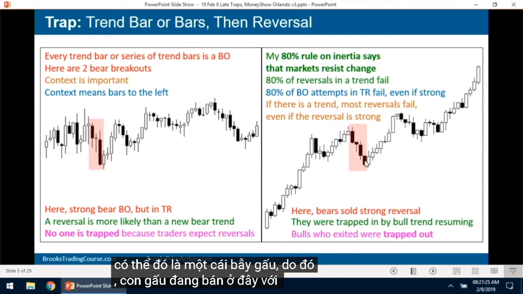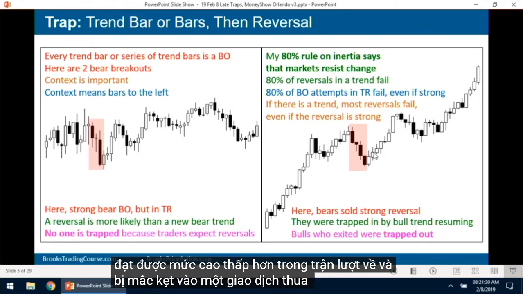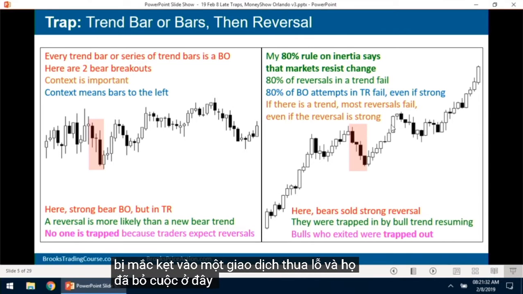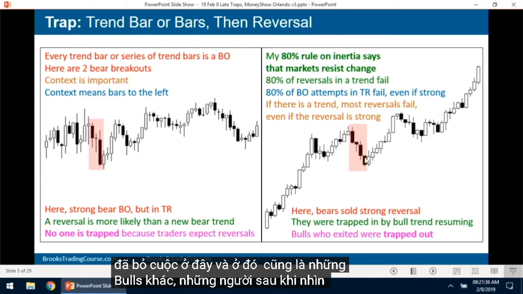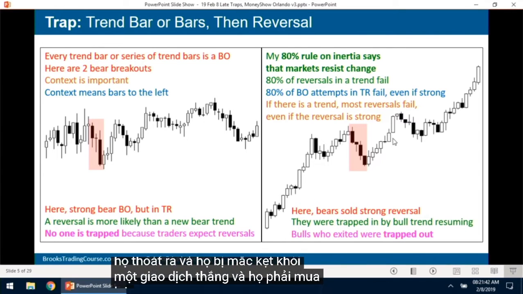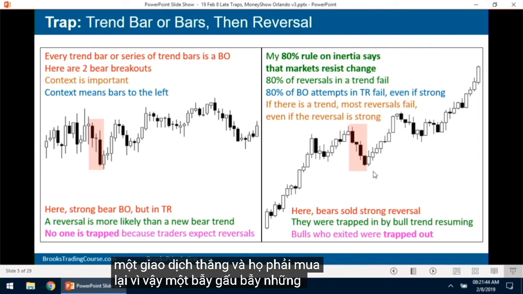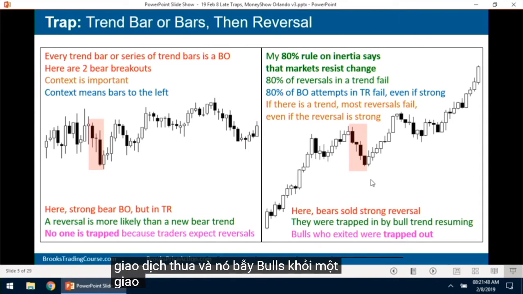So the bears are selling here, hoping that we'll get a lower high and a second leg down. They got trapped into a losing trade, and they gave up here. And there are also other bulls who, after seeing 4 bear bars, got out. They're trapped out of a winning trade, and they have to buy again. So a bear trap traps bears into a losing trade, and it traps bulls out of a winning trade.